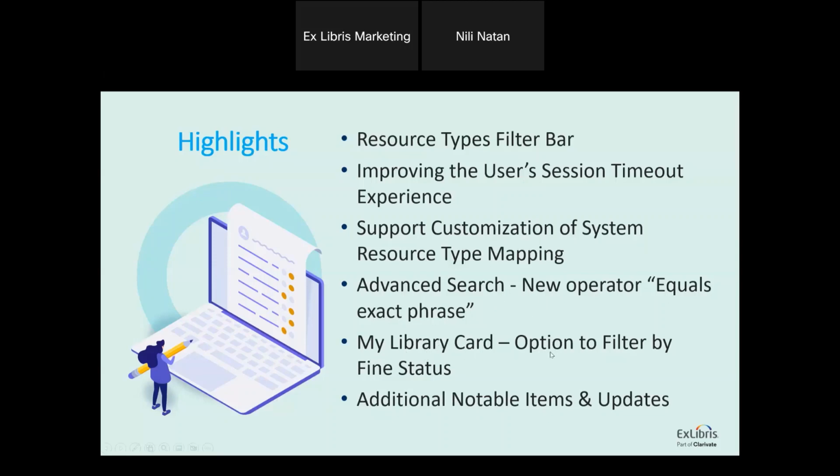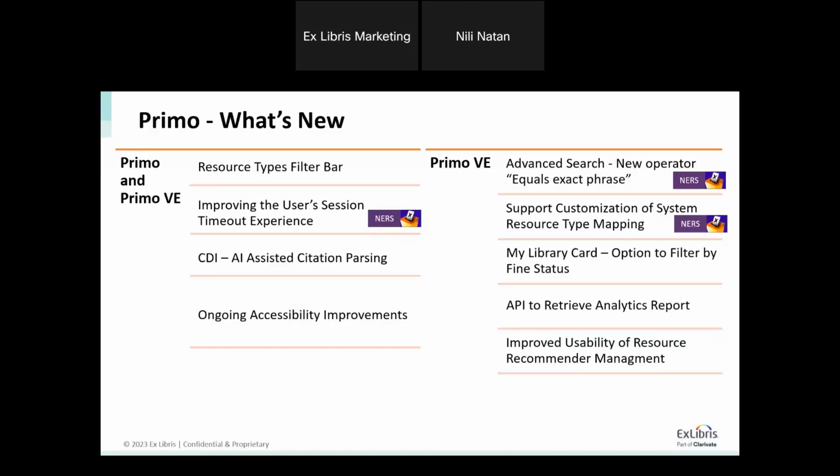In the My Library card in Primo VE, we also have the ability to view not only active files, but more files closed or in transferred files, and also to filter by. And of course, there will be additional notable updates and things to share.